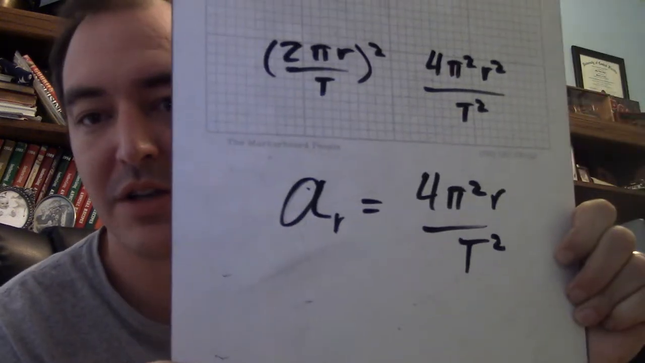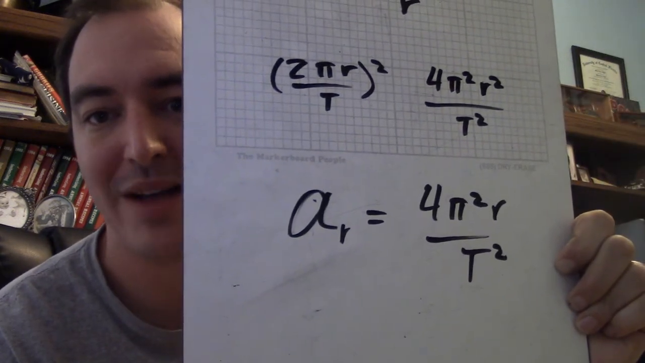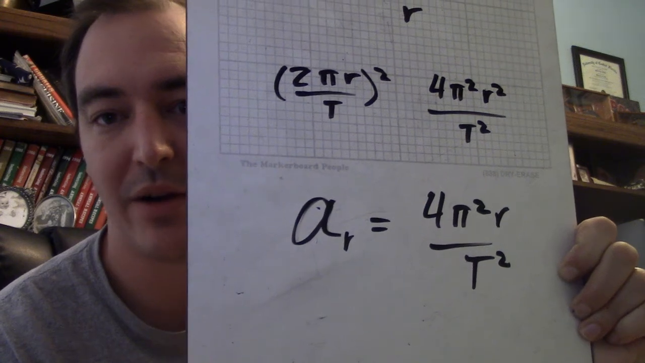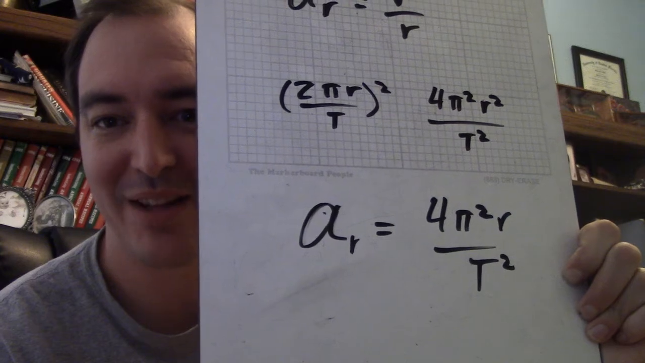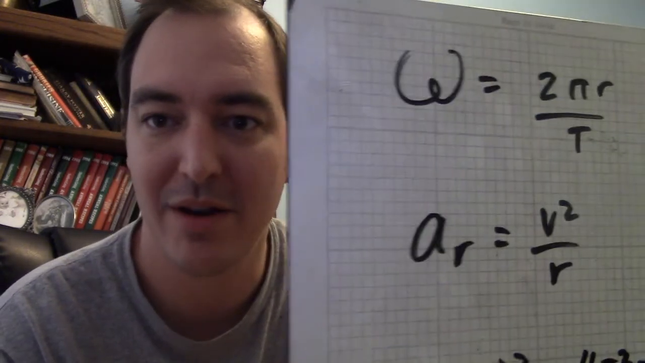4 pi squared r over t squared. Radial acceleration is 4 pi squared r over t squared. And again, that's because that r cancels out. The reason why I paused there was not because it was hard for me to plug that back in. It's because I want to go back up to the top here and talk about something.